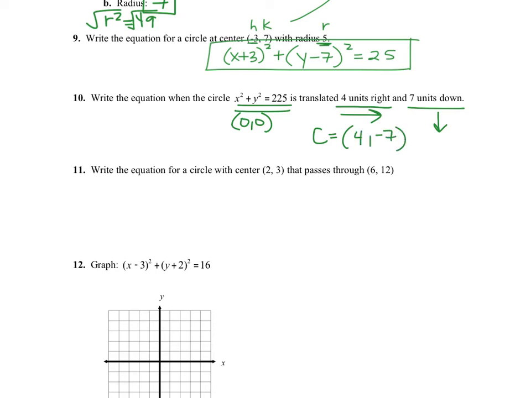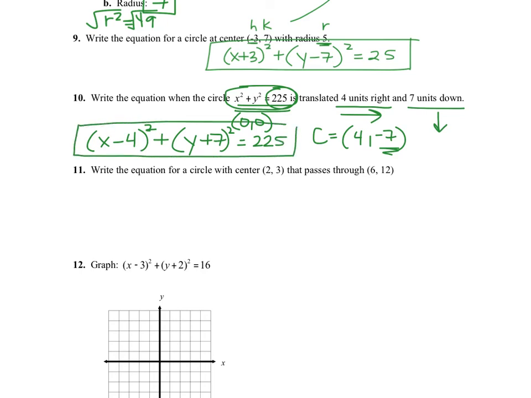Okay, well, that means we just need to add that to this setup. So now it's not just going to be x² + y², it's going to be (x − 4)² + (y − a negative 7), so (y + 7)². And it's still going to be the same radius. The radius doesn't change, so the radius squared is still 225. And that would be your answer then.